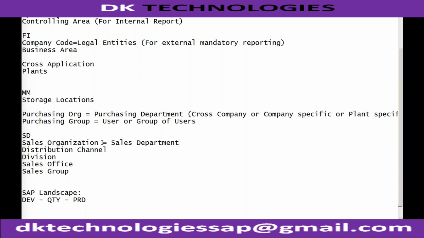So sales organization equals sales department. You have to create it at the company code level or below the company code level. You cannot create it above the company code level. What is distribution channel then?